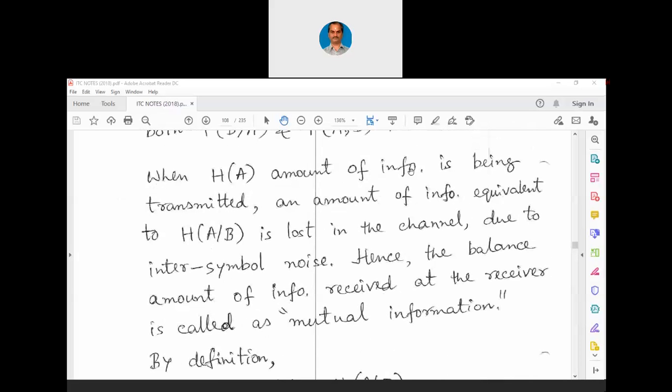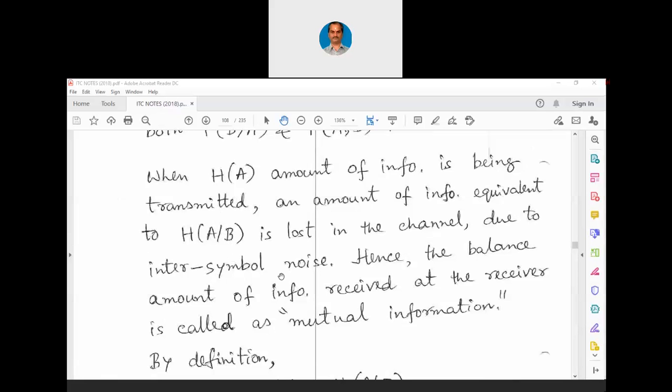When H(A) amount of information is being transmitted, an amount of information equivalent to H(A/B) is lost in the channel due to inter-symbol noise. Hence, the balance amount of information received at the receiver is called mutual information. This we have already seen the definition. This is another way of defining mutual information. Here, when H(A) is incident on the channel, H(A/B) is lost in the channel, and then only I(A;B) is received at the receiver.